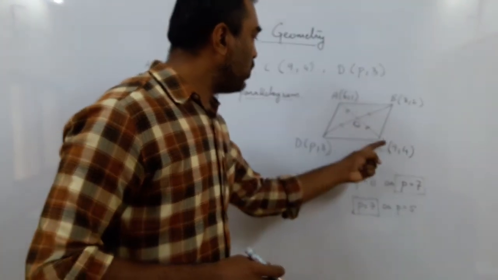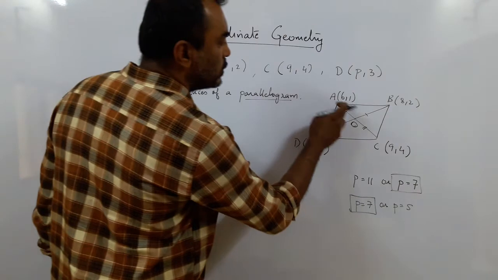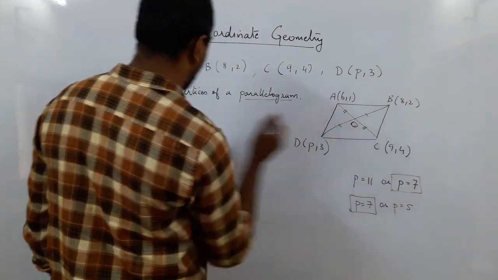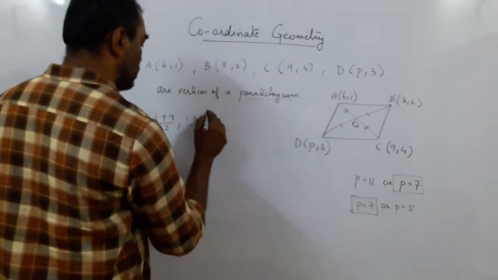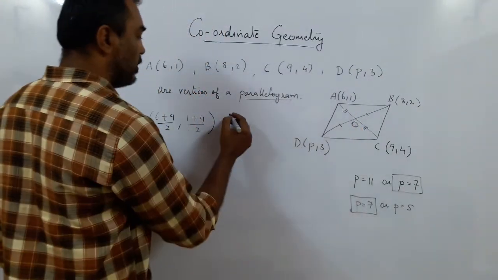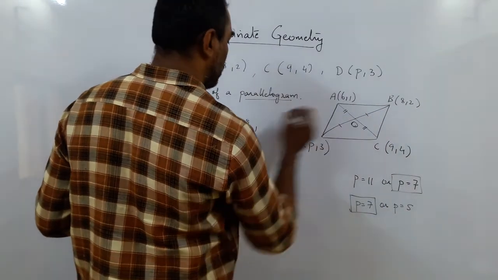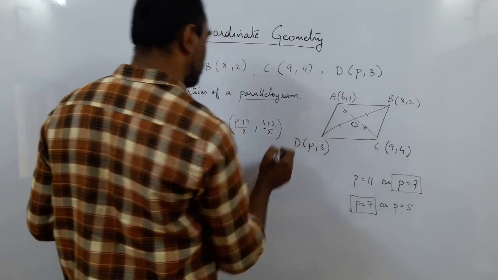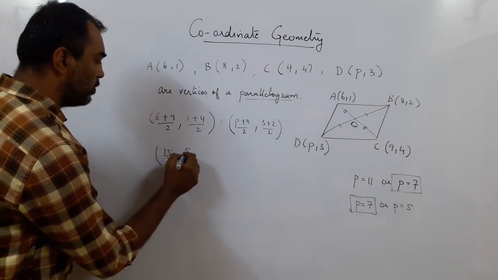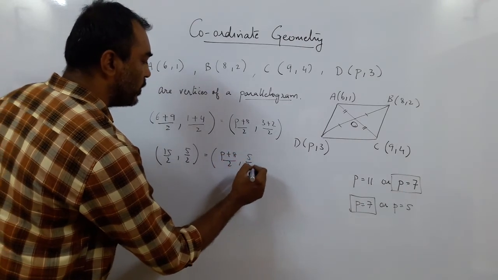Now if O is the midpoint of AC, what are the coordinates? x1 plus x2 upon 2. So 6 plus 9 upon 2, comma 1 plus 4 upon 2. I know the coordinates. I get O is the midpoint. O bisects, so it is a midpoint. So this we get. But O is also the midpoint of PD. So we get p plus 8 upon 2, comma 3 plus 2 upon 2. So we have 15 upon 2, comma 5 upon 2 equal to p plus 8 upon 2, comma 5 upon 2.